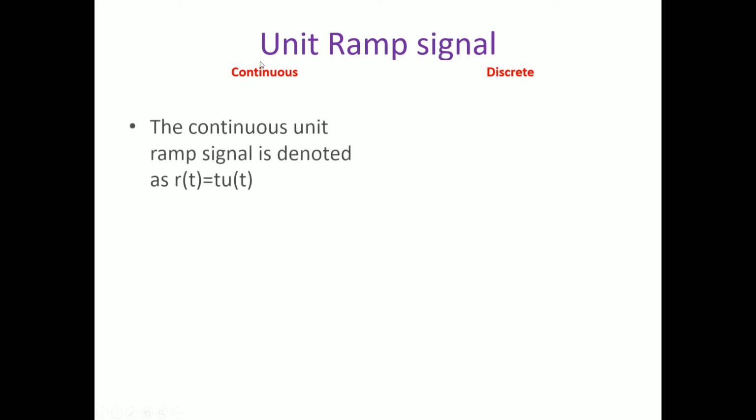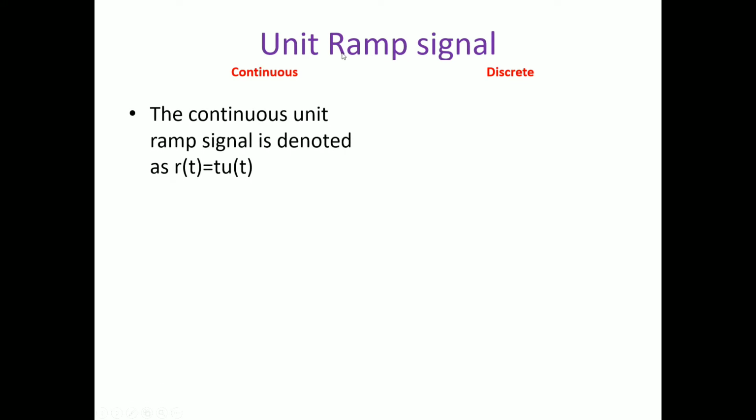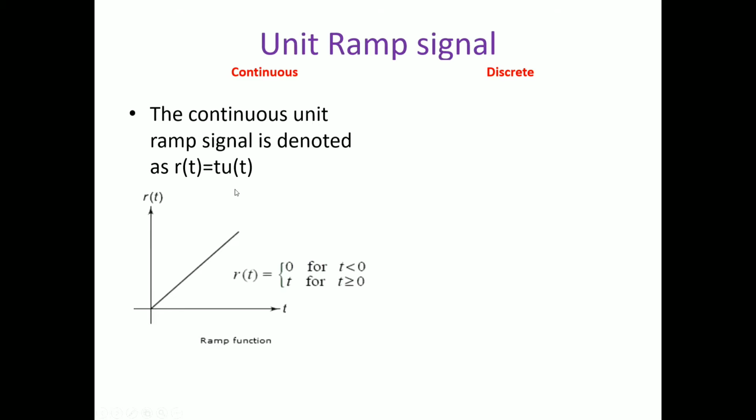So another one is the unit ramp signal. The unit ramp signal is also a line passing through the origin. The continuous unit ramp signal is denoted by r of t equal to t into u of t. This is the mathematical expression, whereas this is the graphical representation, with t on the x-axis and r of t on the y-axis.